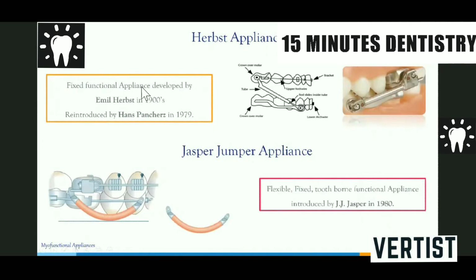Now coming down to the Herbst appliance. Herbst is a rigid fixed functional appliance. It was given by Emil Herz in 1900 and then was later modified by Hans Pancherz in 1979. Unlike that, the Jasper Jumper appliance, which is also routinely asked as a question, is not rigid. Both are fixed functional appliances, unlike the activator, bionator, Frankel and the twin block which we saw, which were removable biofunctional appliances. The Jasper Jumper is more flexible, it is a tooth-borne functional appliance which was introduced by James Jasper in 1980.